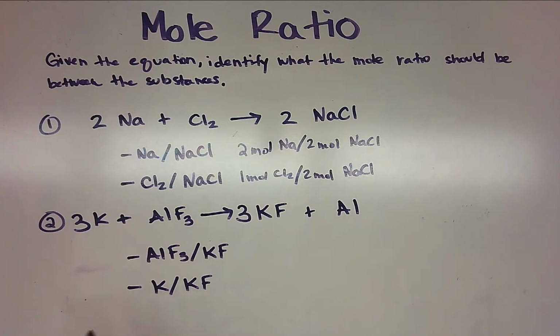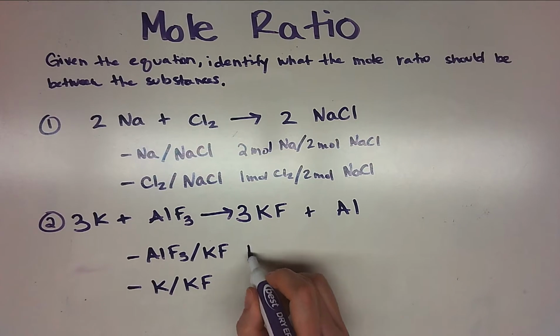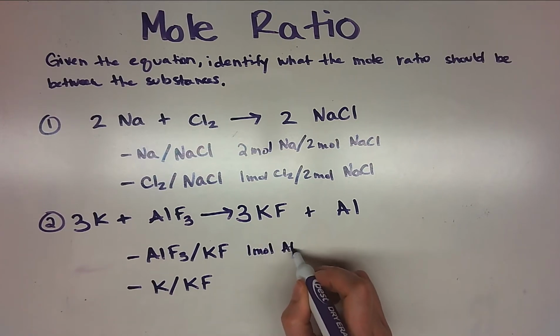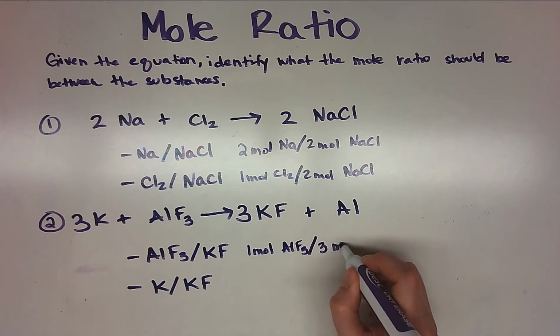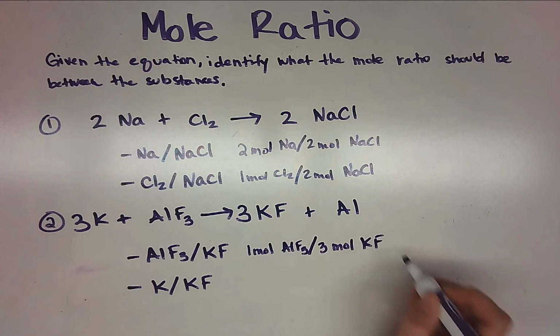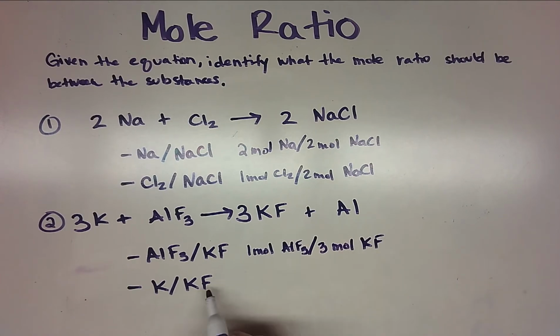All right, number 2. We have potassium reacting with aluminum fluoride to yield potassium fluoride and aluminum. So we're asked what's the mole ratio between aluminum fluoride and potassium fluoride. Alright, so I'm going to look at my coefficients. There's 1 mole of aluminum fluoride for every 3 mole of potassium fluoride.